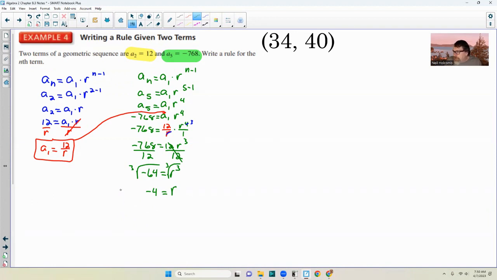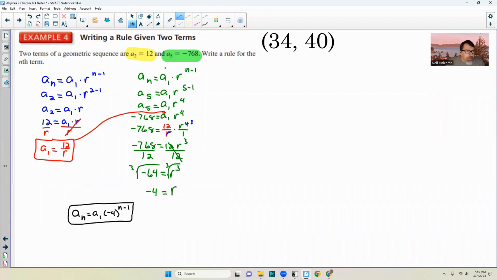Fantastic. So then what do I do? What are we trying to do? Use two terms of a geometric sequence to write a rule for the nth term. So now I'm going to write the rule. a sub n equals a sub 1 times negative 4 to the n minus 1. So there's my rule.